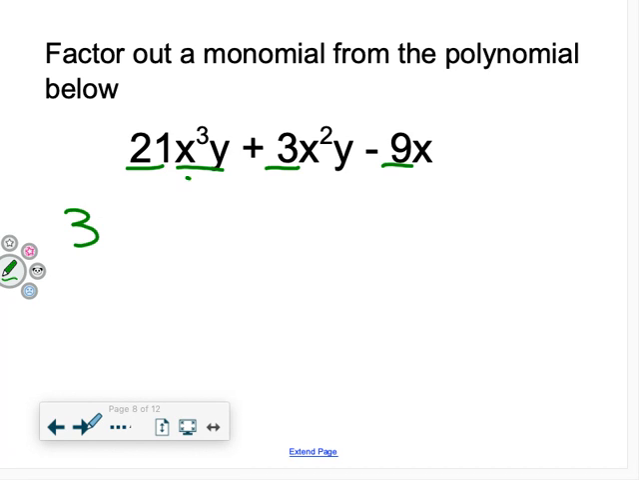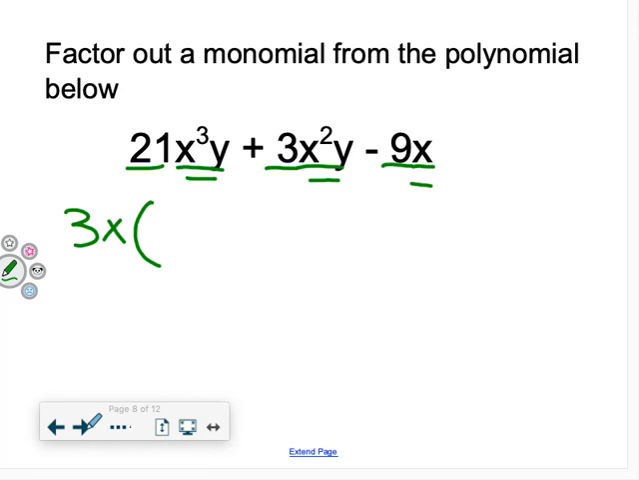Now we look at these terms here. Notice we have at least 1 x in every single one, so we can take an x out. We check to see, do we have at least 2? No. The last one we don't have 2, so we can't do that. Now we look at y's. We have a y in the first one, y in the second one, but we don't have any in the third, so we can't take it out. So our GCF is 3x.